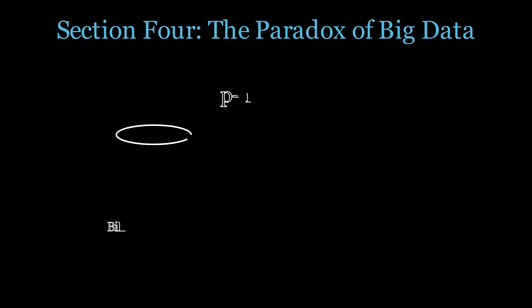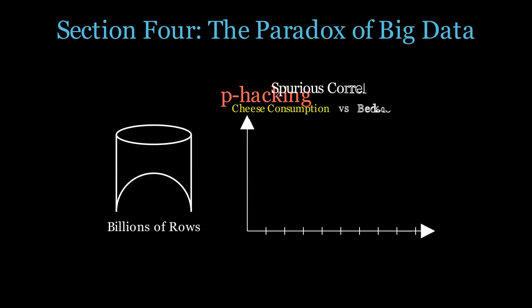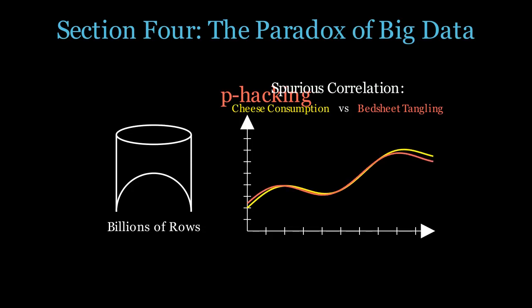Section 4. The paradox of big data. In the era of the Internet of Things and massive databases, we are seeing a p-hacking crisis. When you analyze billions of rows, every correlation becomes significant. If you correlate the consumption of cheese with the number of people who died becoming tangled in their bedsheets, a massive dataset might find a significant link, even if it's purely spurious or practically useless.